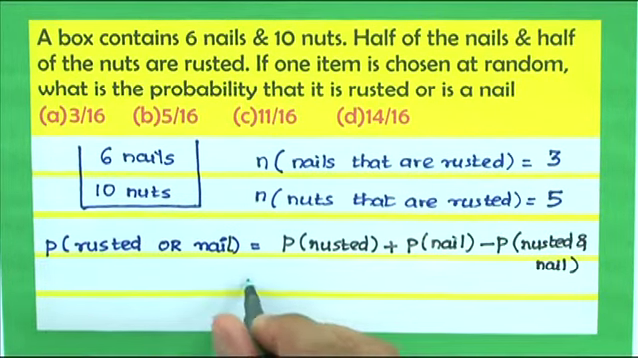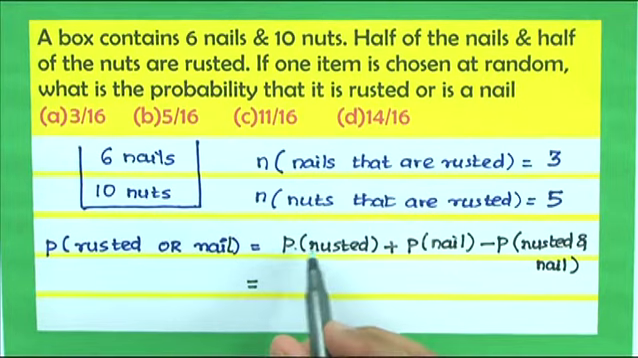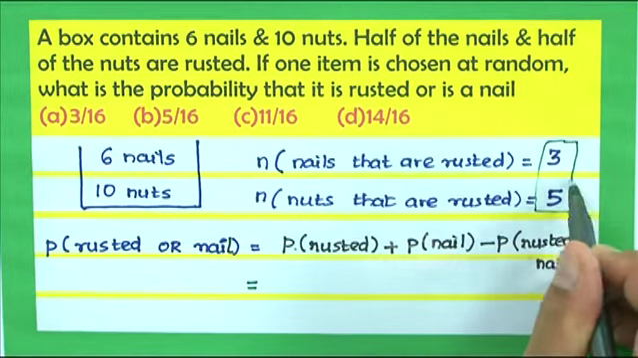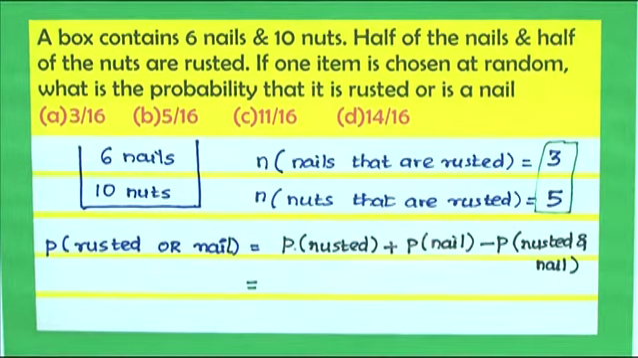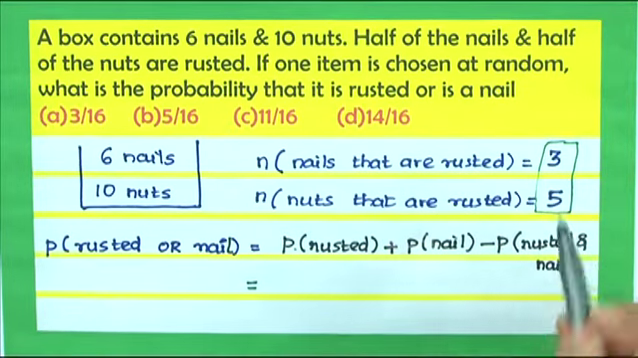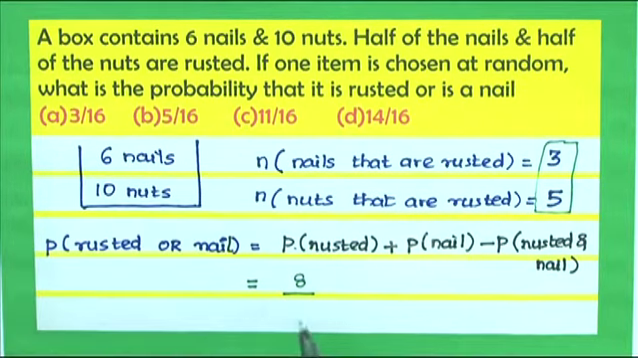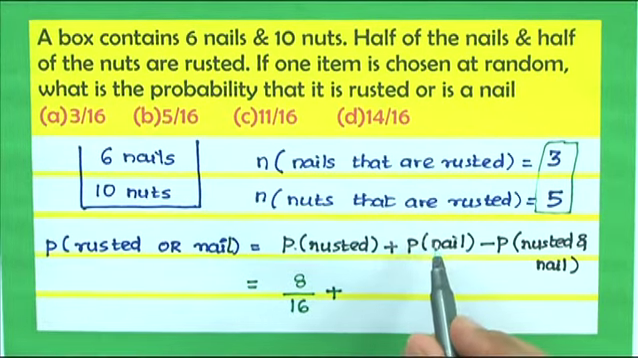So now dear students, what is going to be the probability of getting a rusted item? The total number of rusted items is going to be 3 plus 5, which is 8. And total number of items, as you can see, is 6 plus 10, 16. So 8 by 16 plus probability of getting a nail.